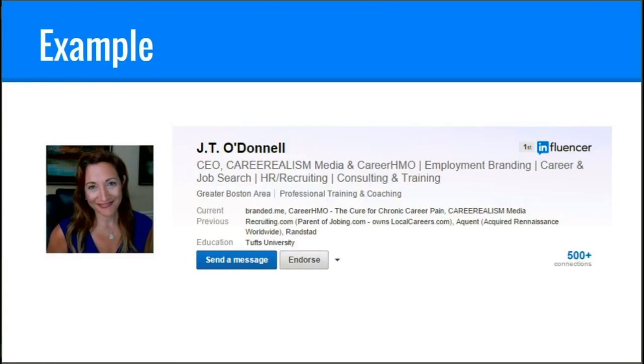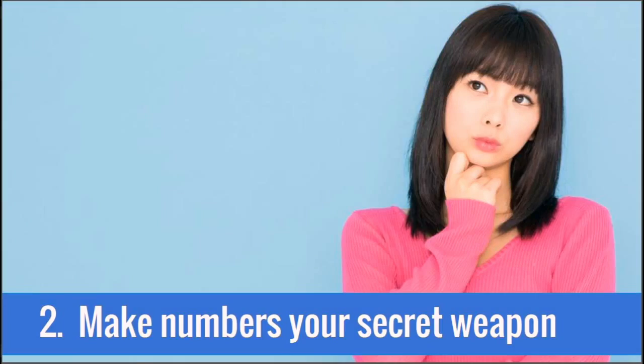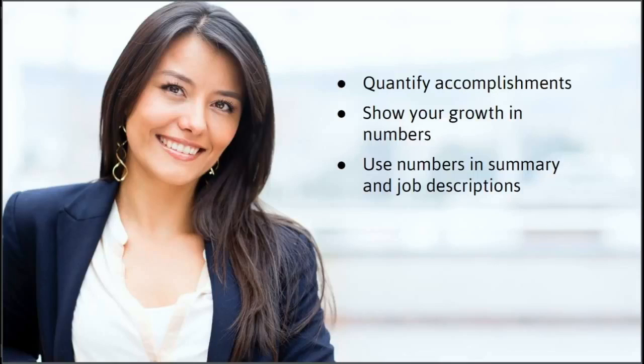Okay, moving down to number 2, making numbers your secret weapon. If any of you are in active job search right now and have been doing some studying up on resumes, you'll know that there's a huge trend towards accomplishment-driven resumes. So having numbers in your LinkedIn profile is very, very important. You want to quantify your accomplishments, especially as they relate to your top 10 key skill sets. Once again, validating each of those skill sets by listing accomplishments related to them in the work history.